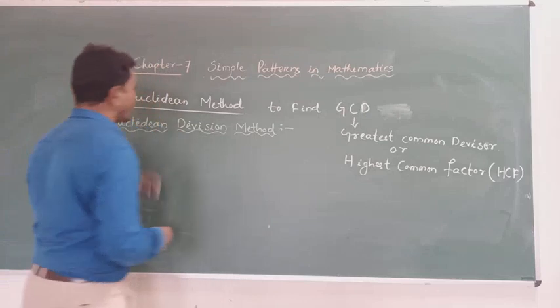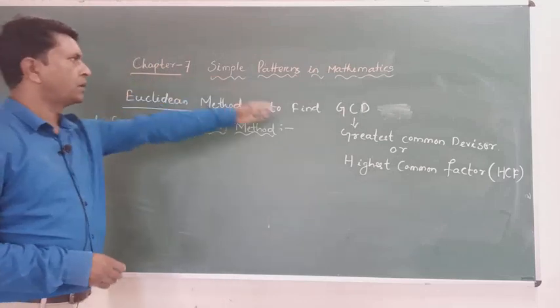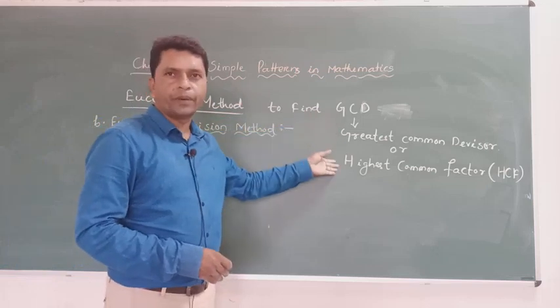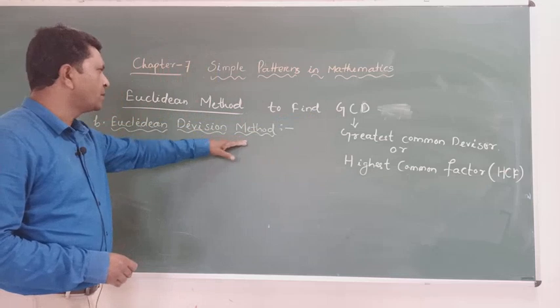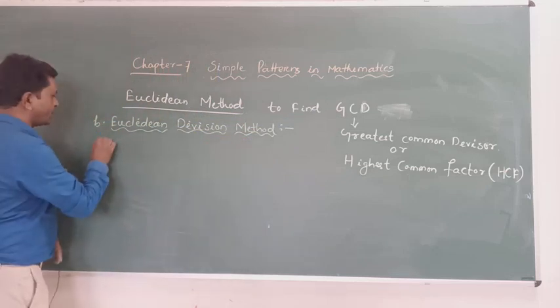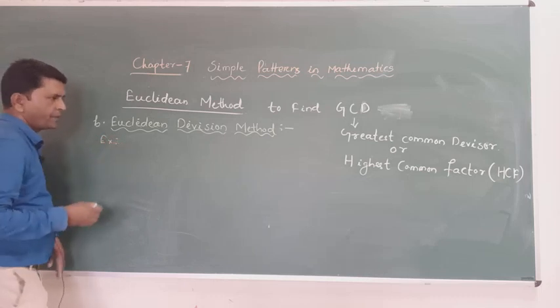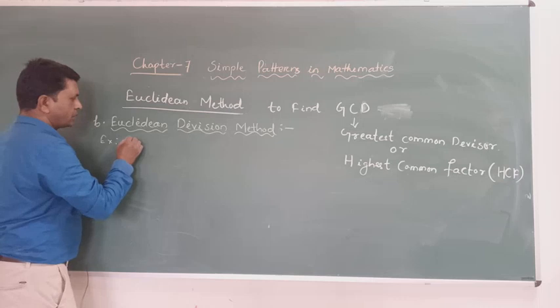Another process is the Euclidean division method. Here also we can find the GCD of two numbers by using this division process. So what is the Euclidean division method? Let me take an example.